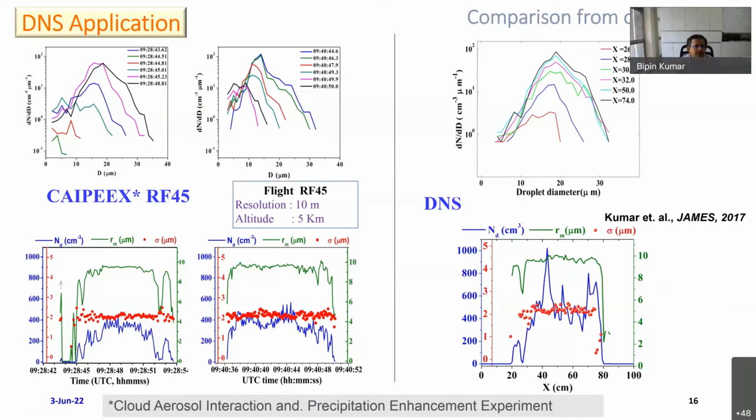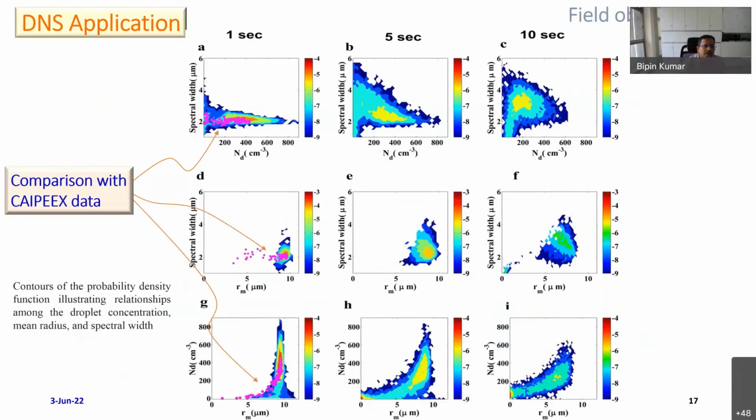Another way of comparing is some other statistical methods and properties, like the probability density function in relation to different properties.